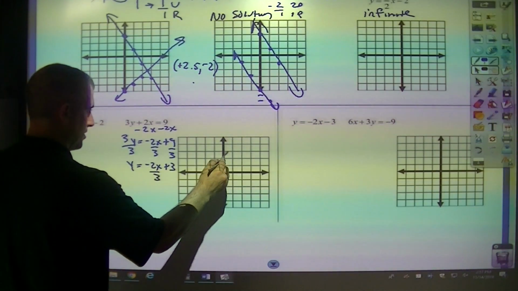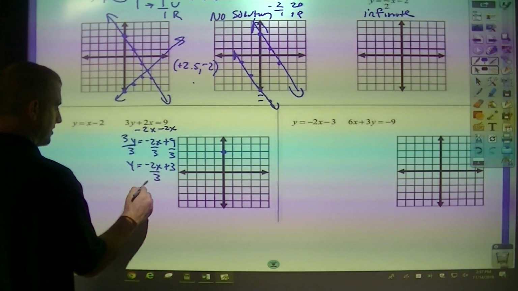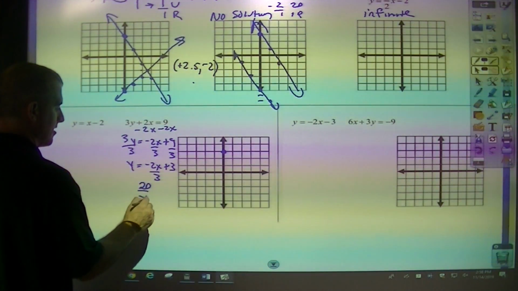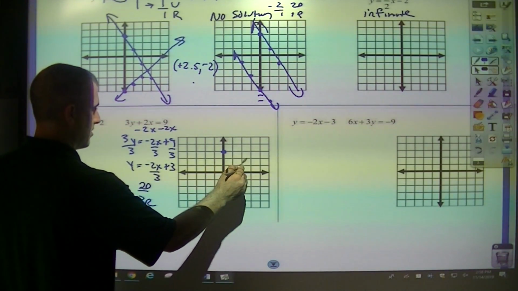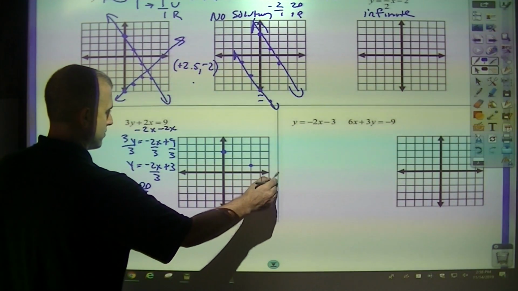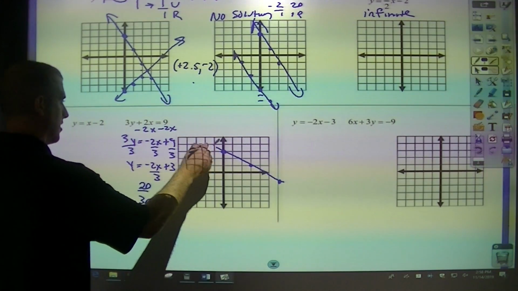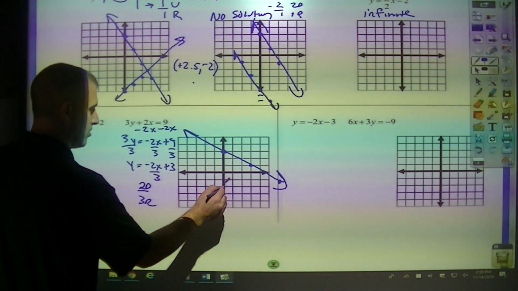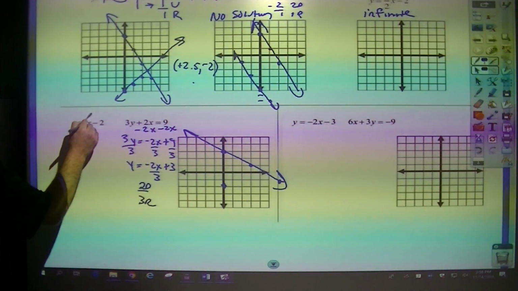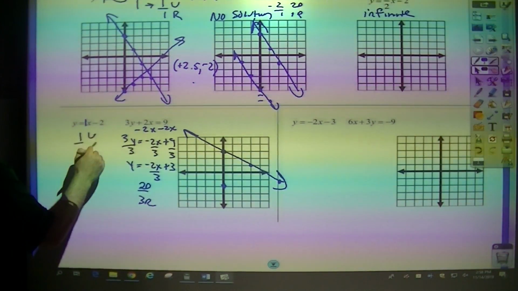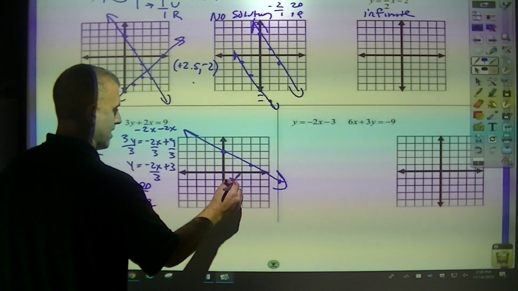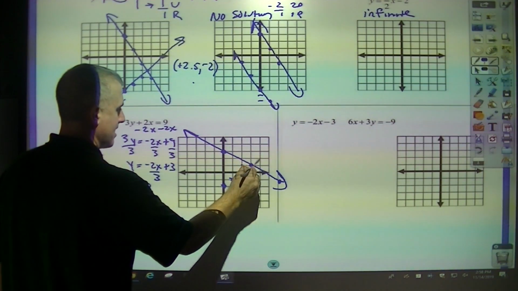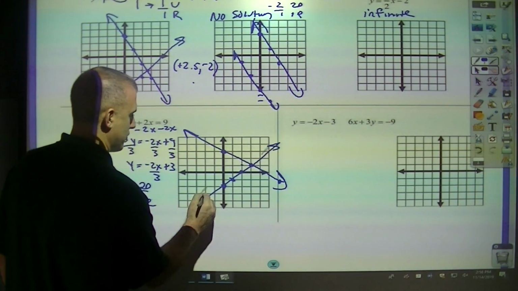So I would start at 3: 1, 2, 3. This means 2 down, 3 right. So 2 down, 3 right, 2 down, 3 right. Okay, there's my line. This one, I would start at negative 2. Now my slope here is 1, 1 over 1, so 1 up, 1 right, 1 up, 1 right, 1 up, 1 right. And this is nice because it actually meets at one of those points.